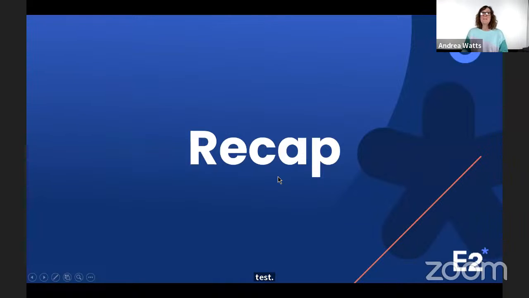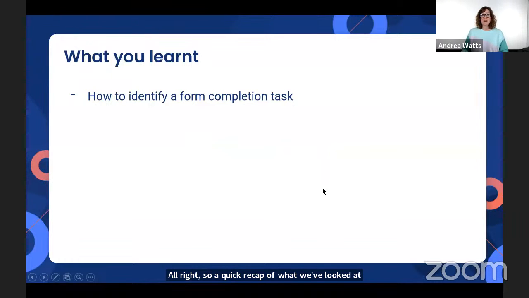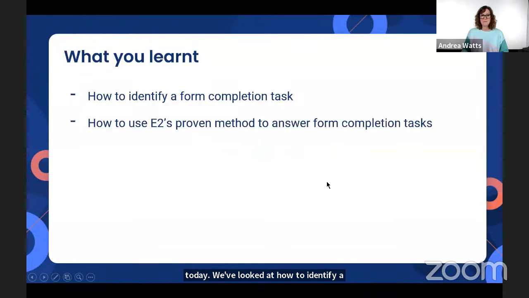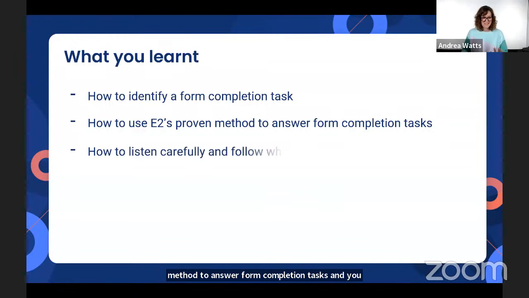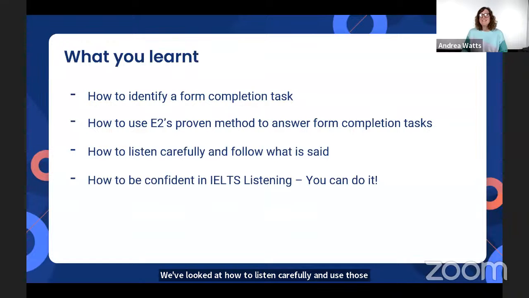All right, so a quick recap of what we've looked at today. We've looked at how to identify a form completion task. We've looked at how to use E2's proven 4-step method to answer form completion tasks, and you guys smashed it. We've looked at how to listen carefully and use those prompts and those keywords to follow what the speakers are saying. And hopefully you've discovered a little bit more about how to be confident in your listening test, because you can do it.